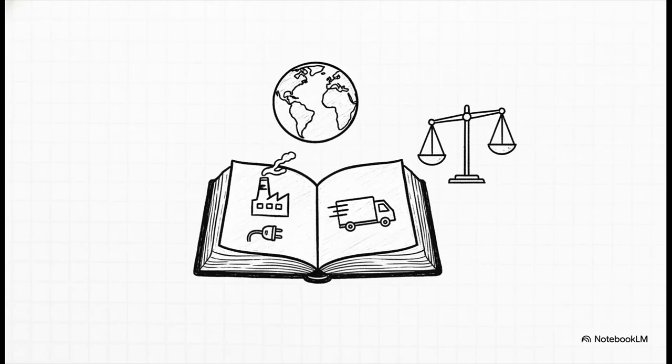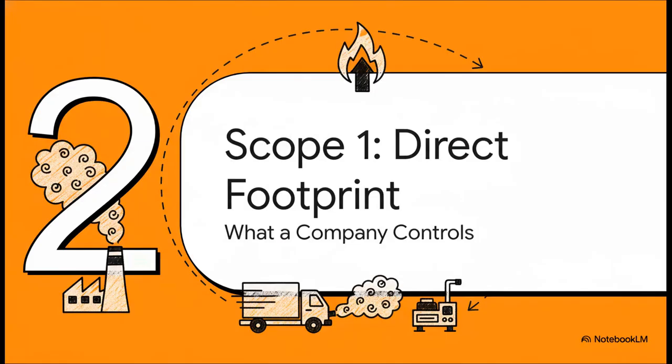So to cut through all this confusion, we have a global standard. It's called the Greenhouse Gas Protocol, or GHG protocol for short. Honestly, the best way to think about it is like the official rulebook for carbon accounting. It gives everyone a shared language and a clear, structured way to categorize emissions into these things called scopes. Okay, so let's get into the framework itself.